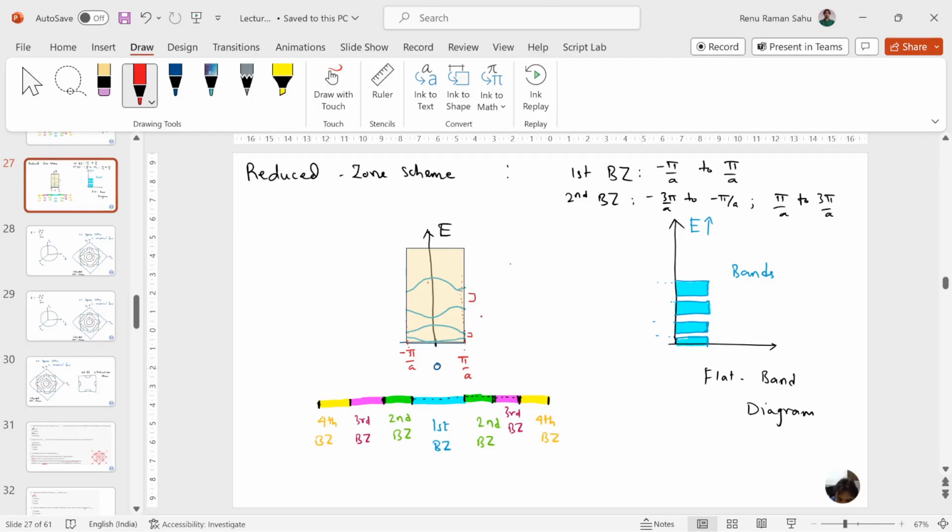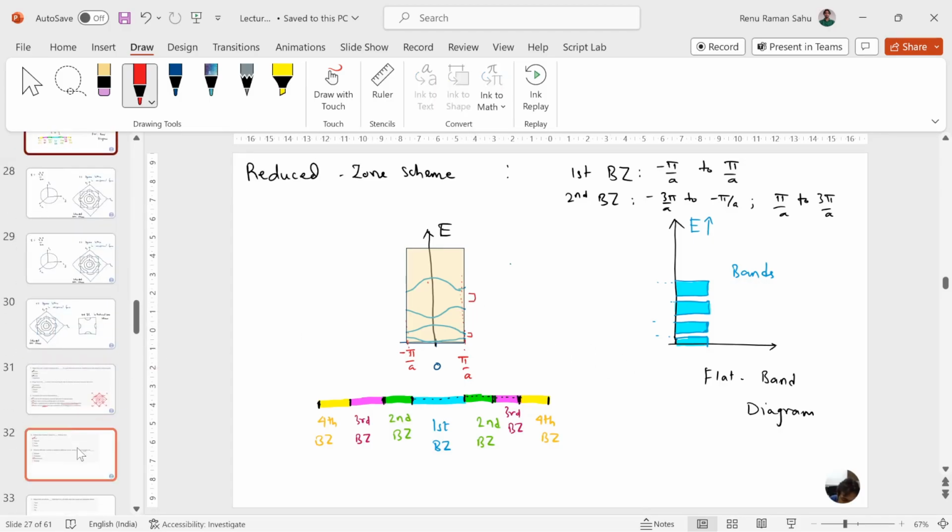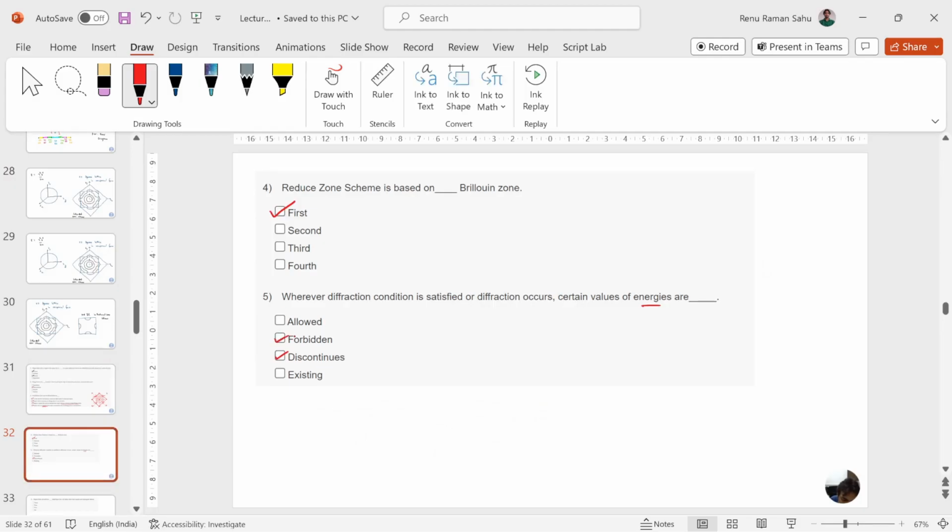These values of energy are not there. These are forbidden now. Discontinuous and forbidden. So we don't say existing, it is no more existing. That zone is not allowed to calculate energies because we have moved the origin by 2 pi by a. Certain values of energies are discontinued. Okay, this is discontinuous.